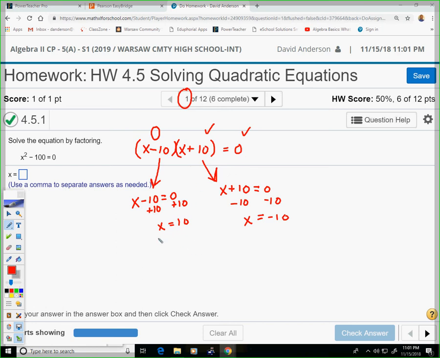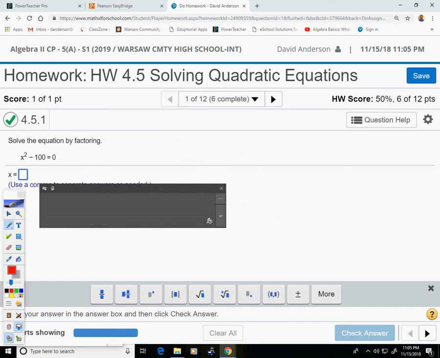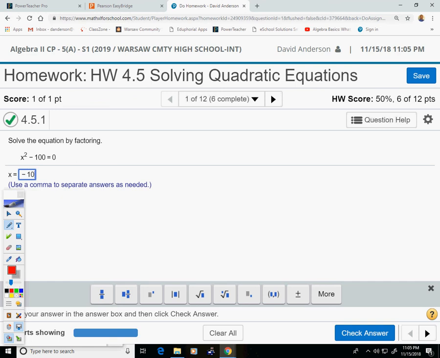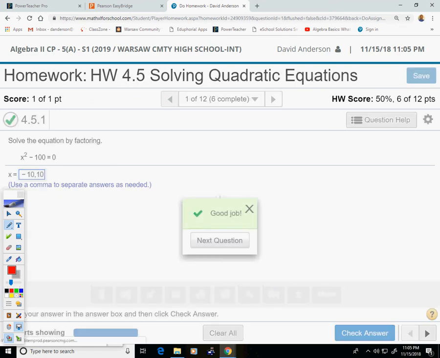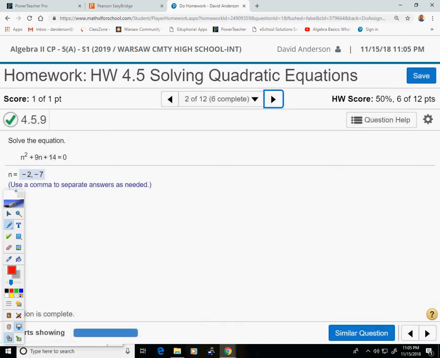So these are my two solutions. These two values of x make this side of the equation 0, which makes this equation true. Those are the answers I want to plug in. And it doesn't matter which one you enter first. Negative 10, comma 10. You could plug in 10, comma negative 10. Just make sure you put a comma between them. Good job. Okay, problem number 2.